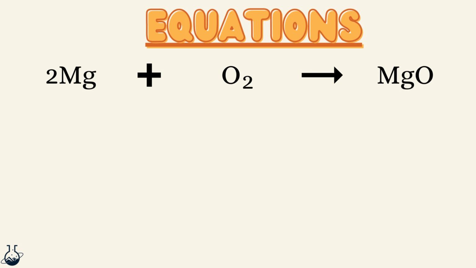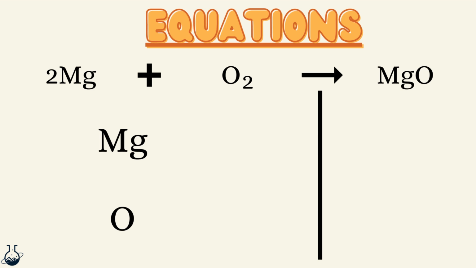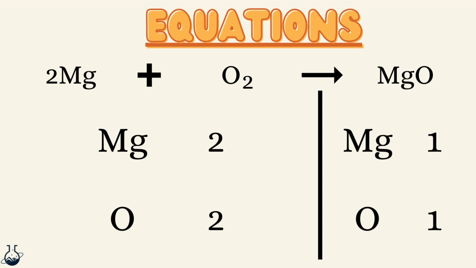Let's go through another example before some independence. Here I have Mg plus O2 makes MgO. I will show you how to balance this. Separate your reactants and products first. Identify the elements present in your reactants and products. Then count them on both sides.